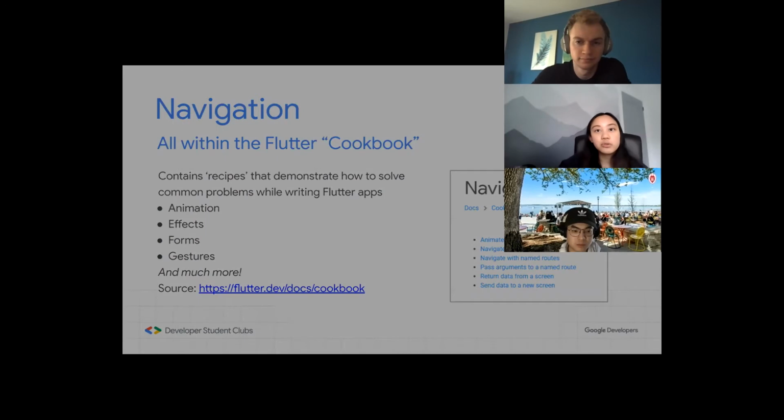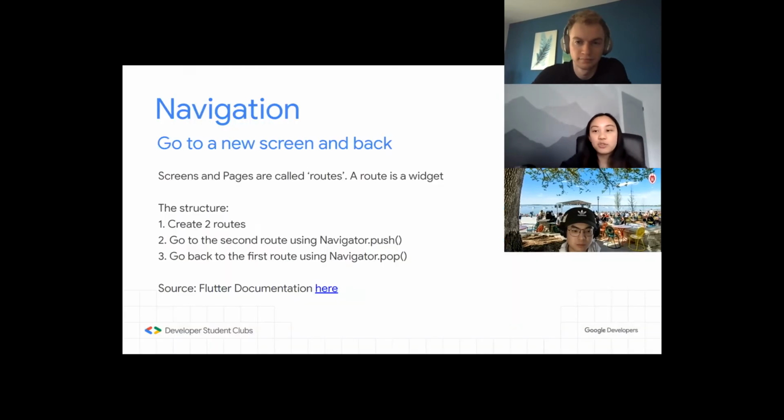If you want to go to a new screen and back, usually pages are called routes in Flutter. A route is known as a widget as well. So you just create two routes, so it's like two endpoints. To go to the second route, you say push for navigator. And then once you're on that second route, you just say pop and you go back. So you just go back and forth with pop and push.